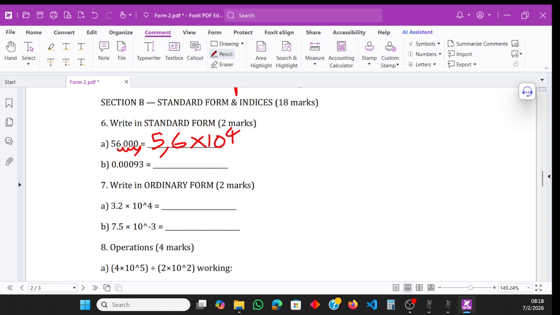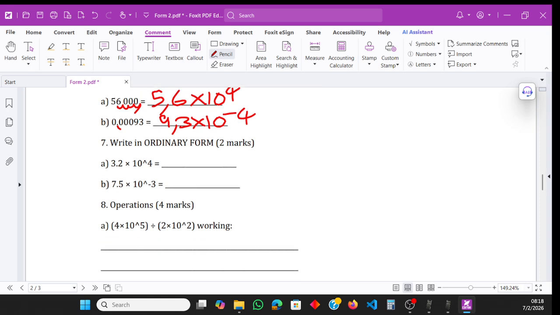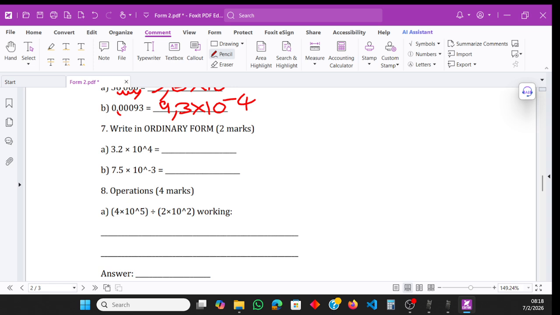Right, next, the first significant figure that I'm seeing is 9. So it's 9.3 times 10 to the power, but this time around, our decimal point is moving in the reverse direction, to the right. So our exponent is going to be negative. Now I check from here, it is 1, 2, 3, 4. So that's minus 4.